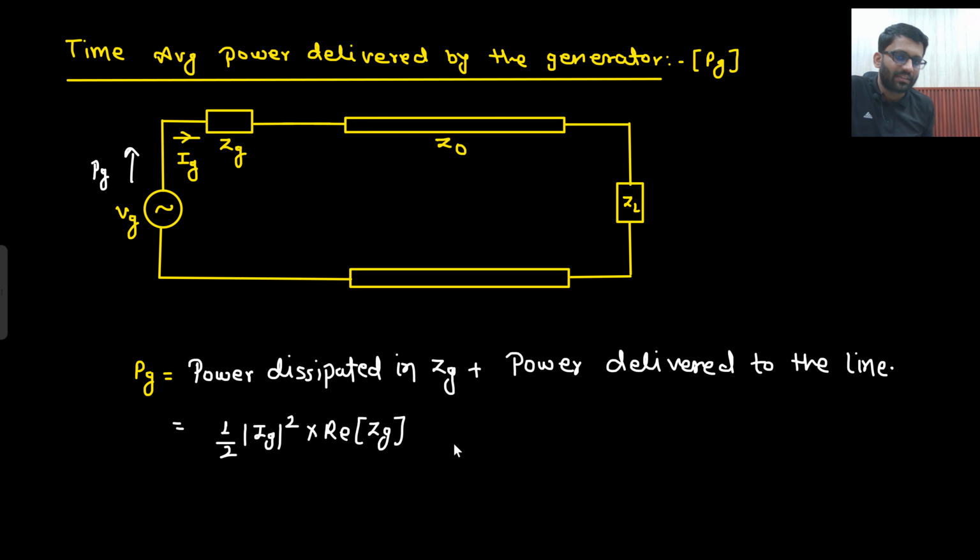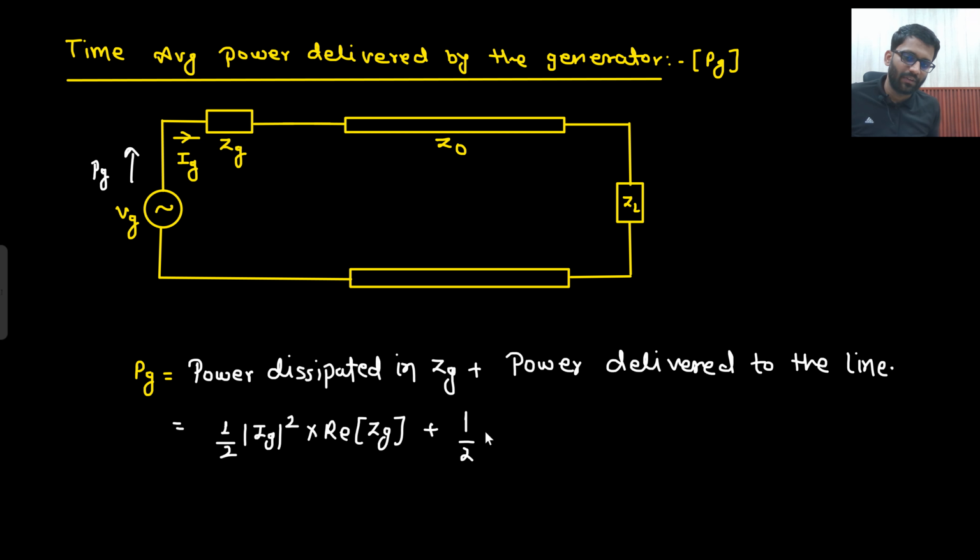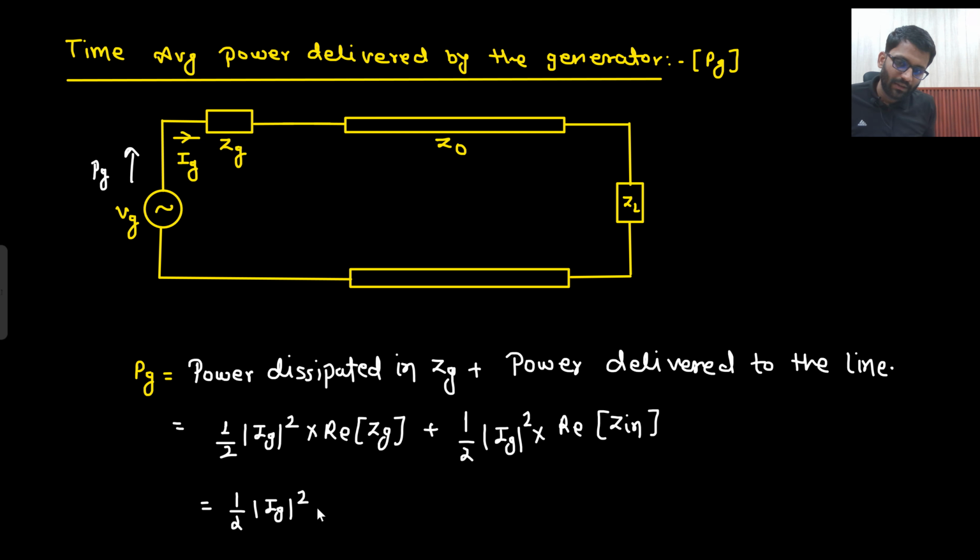That means its resistance value. Plus, what is the power delivered to the line? When we replace it with Zin and find the power dissipated in Zin, that would be equal to the power delivered to the transmission line. So what would that be? Plus half mod of Ig square into the real part of Zin. Or you can write it as half mod of Ig square into the real part of Zg plus Zin.